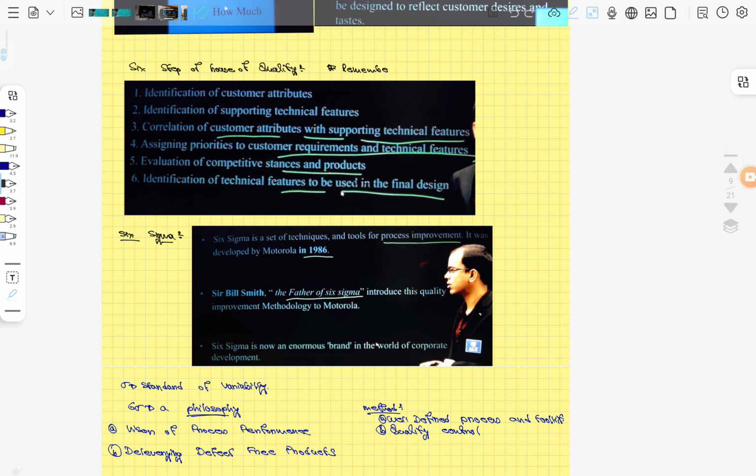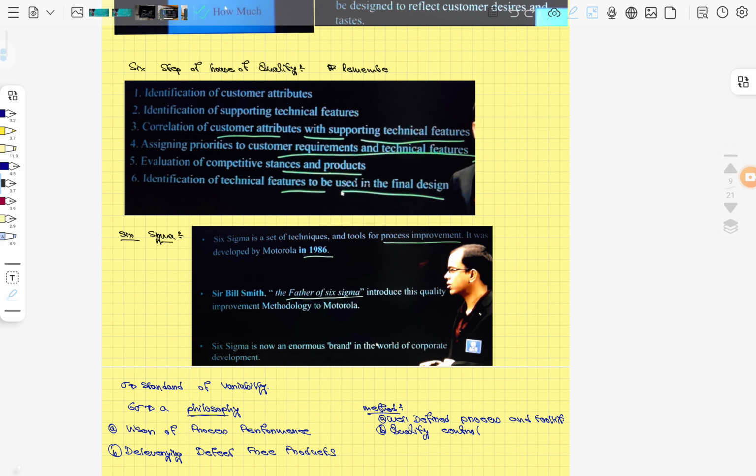Six Sigma uses techniques and tools for process improvement. It was developed by Motorola, Bill Smith. Sigma is the standard deviation. Six Sigma is a philosophy and a well-defined process toolkit of quality control, supported by software, and it has saved a lot of money and improved process performance, delivering defect-free products.